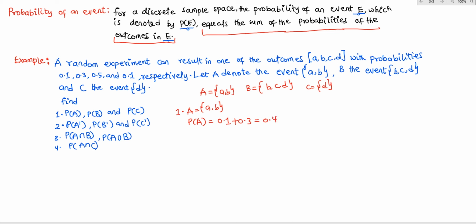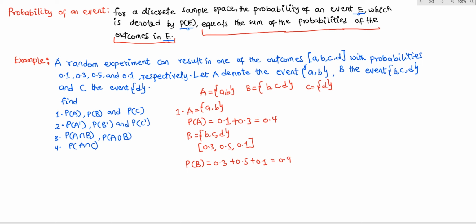Let's do the same for the probability of event B. For event B, we have the outcomes B, C, D, and let's look at their corresponding probabilities. For B, we have 0.3. For C, we have 0.5. And for D, we have 0.1. So the probability of event B will be the sum of the probabilities of each of the outcomes: 0.3 plus 0.5 plus 0.1. This will give us a value of 0.9.